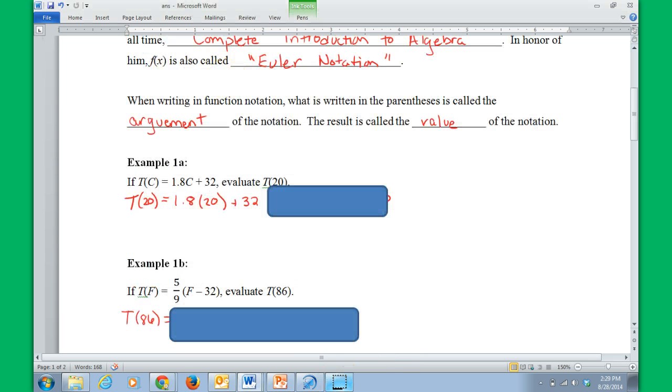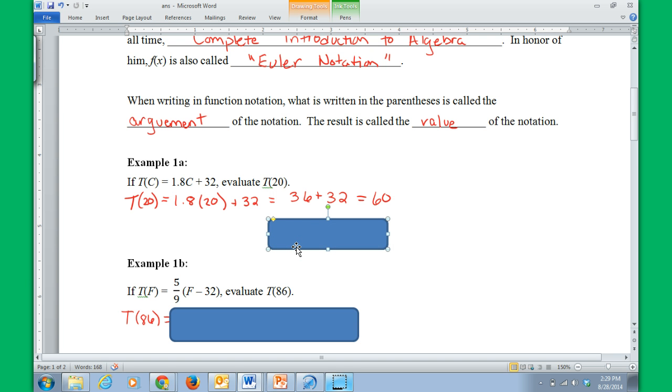So in this first example, we have a function called t, and the input or the argument of that function, c, equals 1.8c plus 32. It says evaluate t for 20. So if I were to take that 20, I just need to insert it for c. So that means 1.8 times 20 plus 32. If I actually go through and calculate that, I end up with 36 plus 32 equals 60.